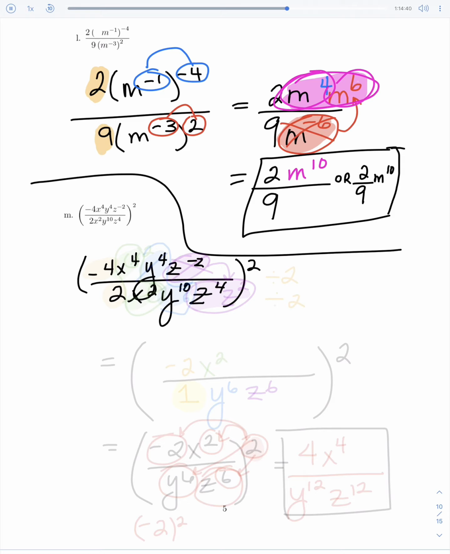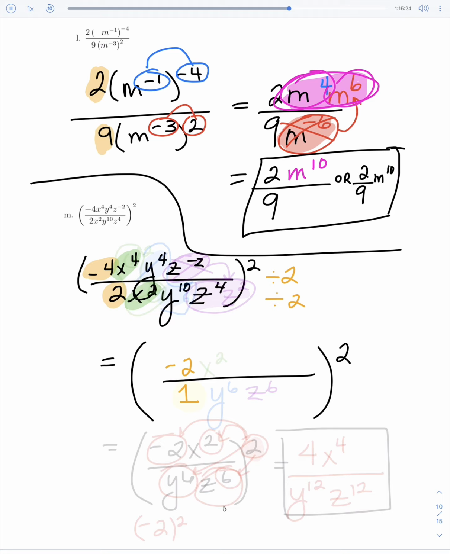So let's take a look. Let's see what we can simplify first inside of those parentheses. We will leave the exponent, the squared, on the outside, and see what we can reduce or simplify on the inside. Well, the first thing that we have is a negative 4 divided by 2. That's a normal fraction. Those are both divisible by 2. So that will reduce to a negative 2 over 1.